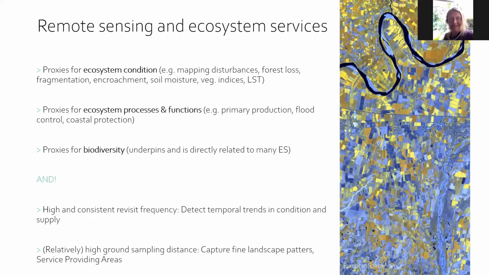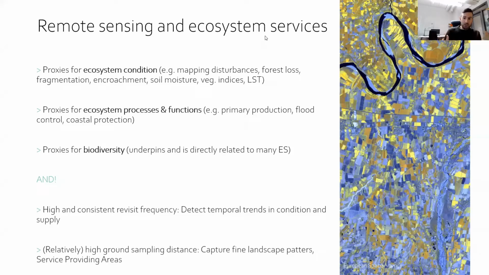First of all, we can use remote sensing as a way of mapping and assessing proxies for ecosystem conditions. So we can map disturbances, like I said, forest loss, landscape fragmentation, shrub encroachment or land abandonment, and soil moisture, land surface temperature. We can use remote sensing as well to map proxies for ecosystem processes and functions: changes in primary production, variations in flood control, coastal protection, and very importantly, we can use remote sensing as a proxy for biodiversity. And we know that biodiversity underpins, and in some cases is directly related with, many ecosystem services.